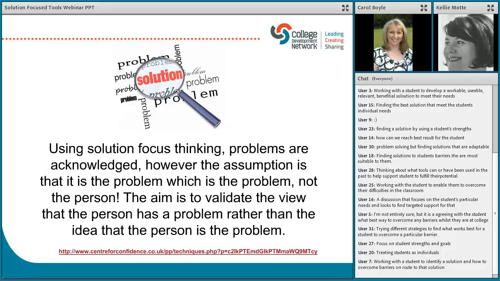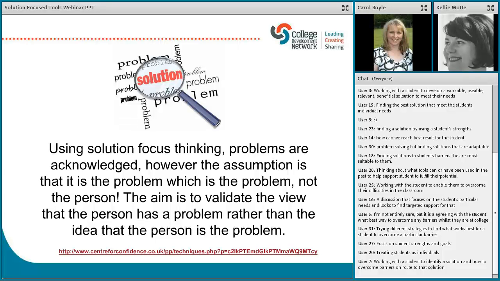There's lots of them out there, but here's one on the slide which I'll read out. Using solution-focused thinking, problems are acknowledged. However, the assumption is that it is the problem which is the problem, not the person. The aim is to validate the view that the person has a problem rather than the idea that the person is the problem. So, there is a basic and profoundly simple premise to solution focus: if what you are doing works, do more of it.